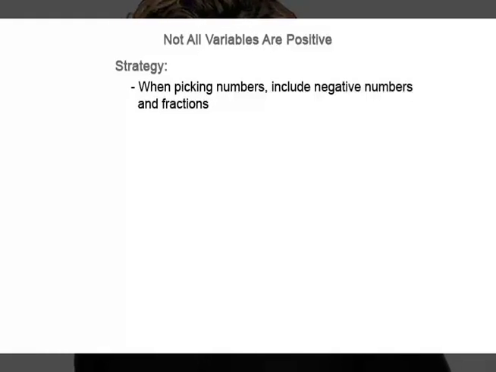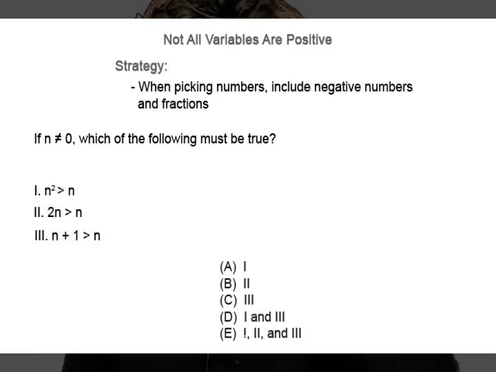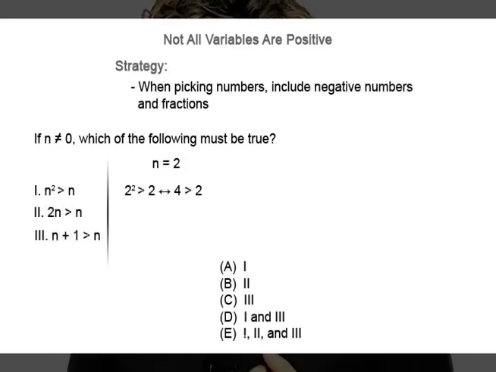Our example tells us if n is not equal to 0, which of the following must be true? Roman numeral 1: n squared is greater than n; Roman numeral 2: 2n is greater than n; or Roman numeral 3: n plus 1 is greater than n. Let's take a look at Roman numeral 1, n squared is greater than n. If n is equal to 2, then 2 squared, which is 4, would be greater than 2. 4 is greater than 2, that's true, but it's a positive number.